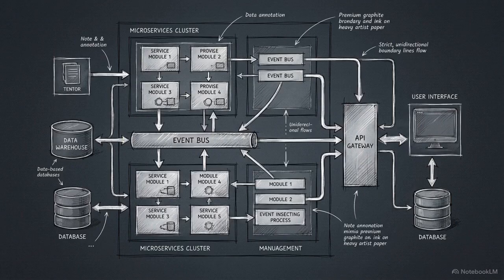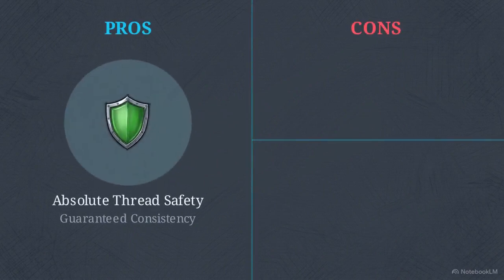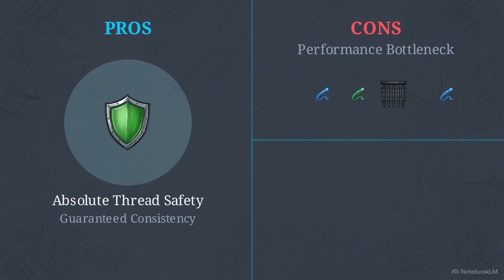Locking code is a strict requirement when dealing with shared data, but it introduces structural consequences that you have to design your systems around. This matrix breaks down the trade-offs. On the left, advantages: absolute thread safety and guaranteed data consistency, entirely eliminating race conditions. On the right, the primary disadvantage is slower performance. Locks force threads into blocked states, waiting in a queue.